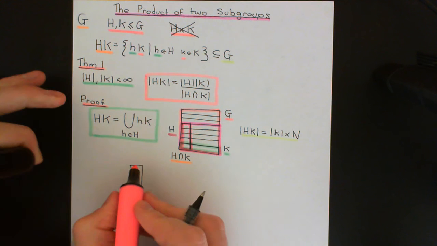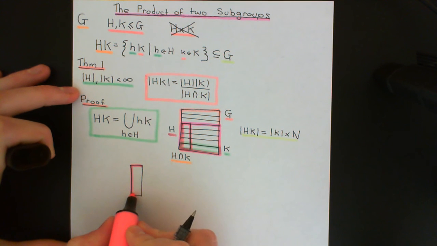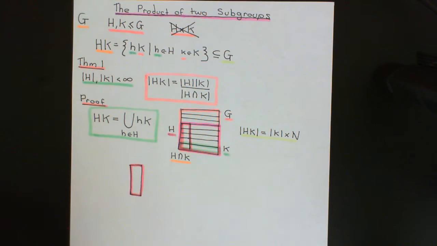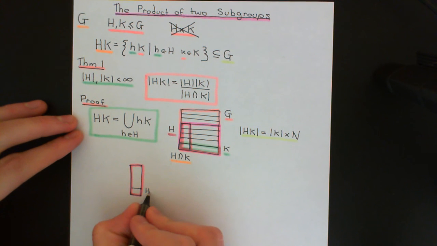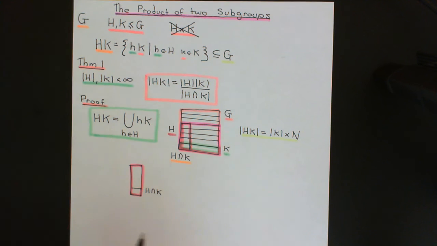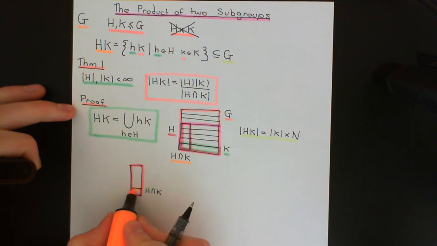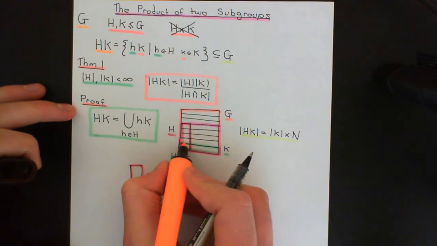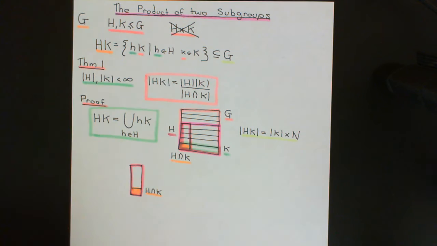Okay, so I'll colour it in purple here, like so. And then, of course, one of the subgroups of this is going to be h intersection k down here. And I'll colour that in orange. So here is h intersection k here, which was here previously. So I've just pulled h out.